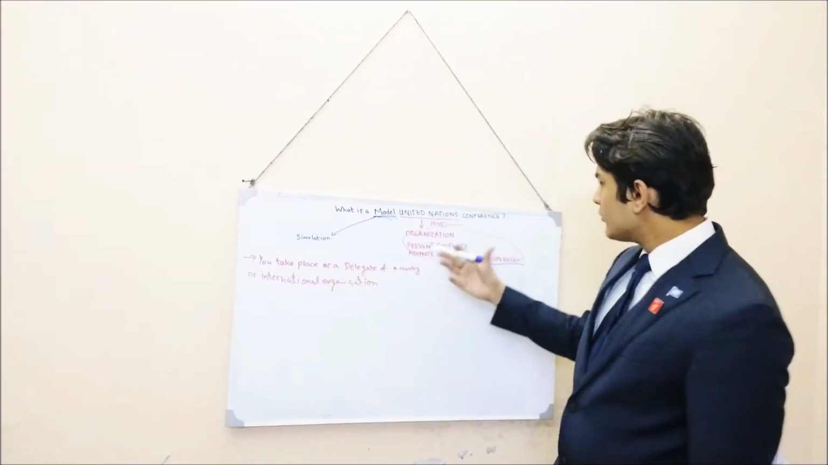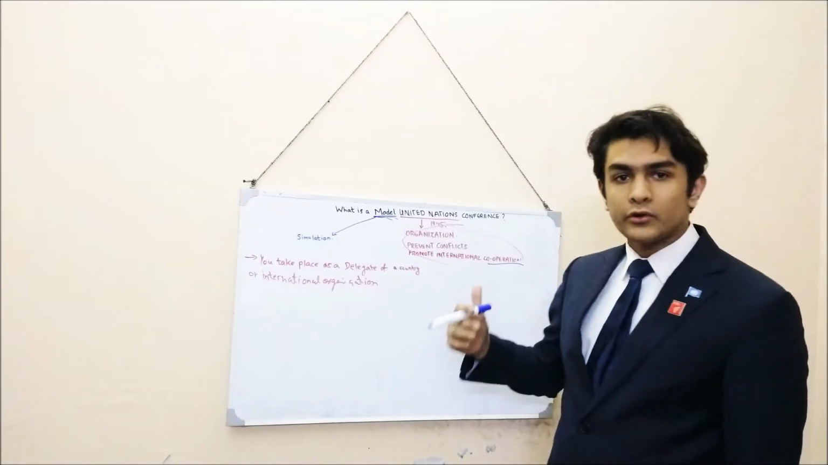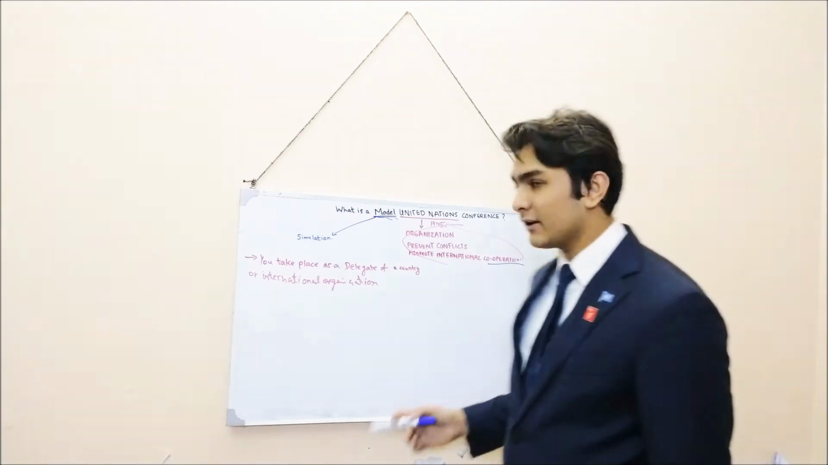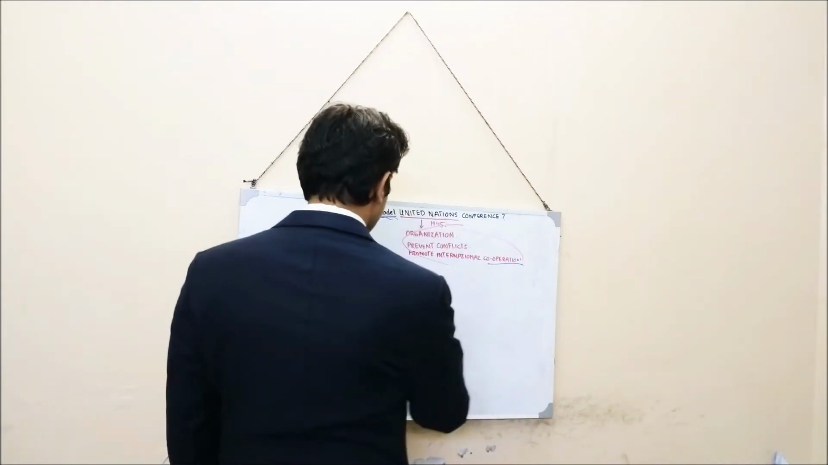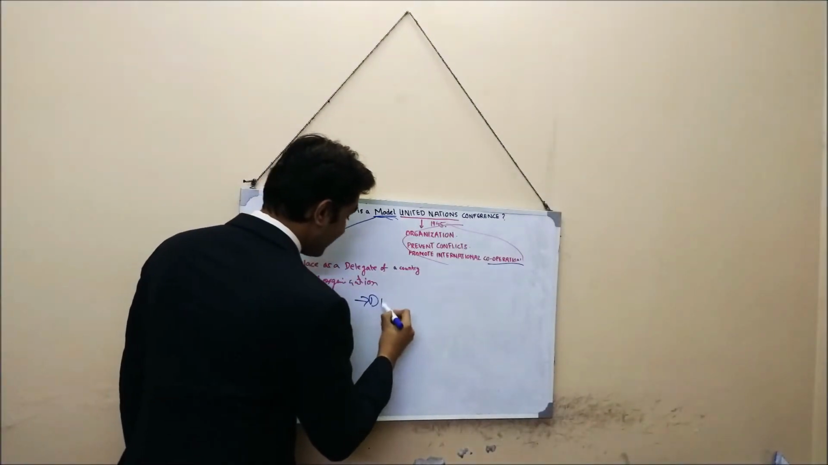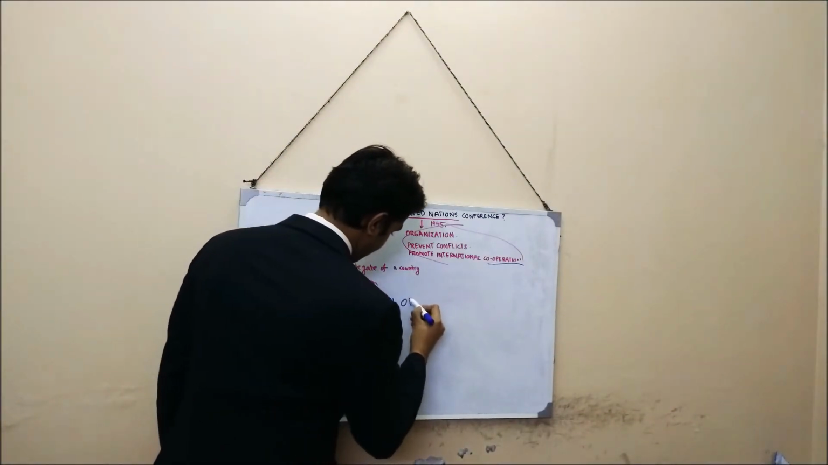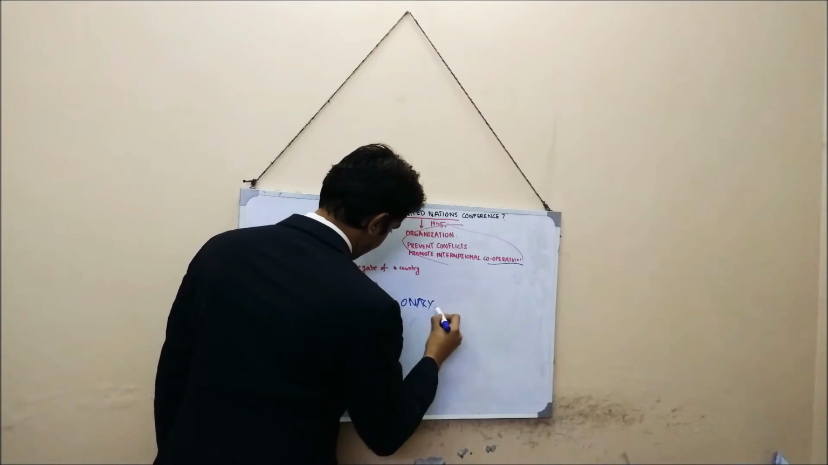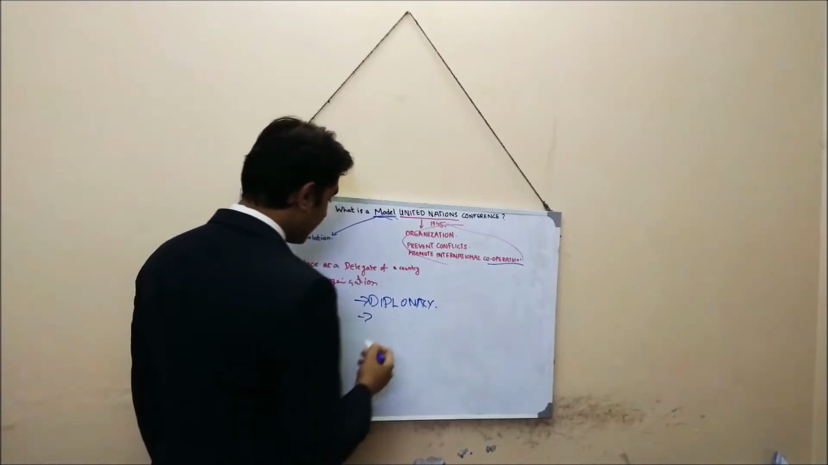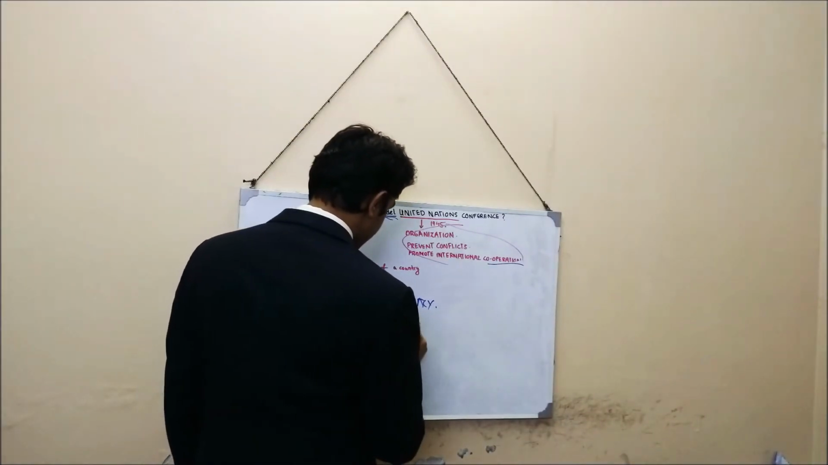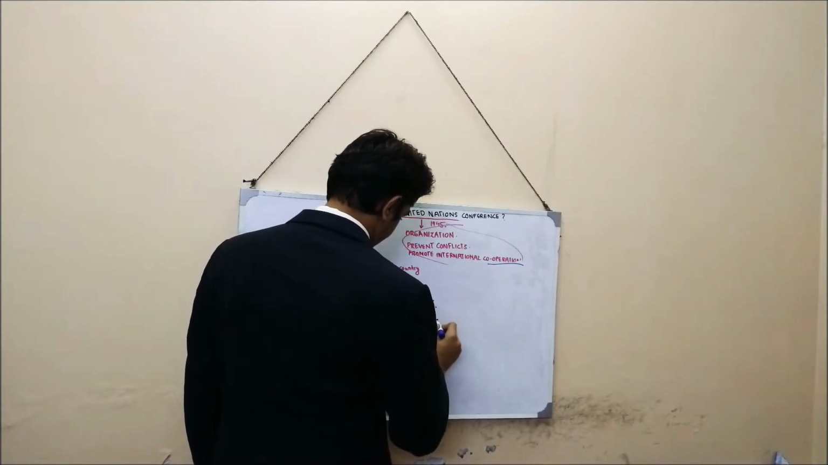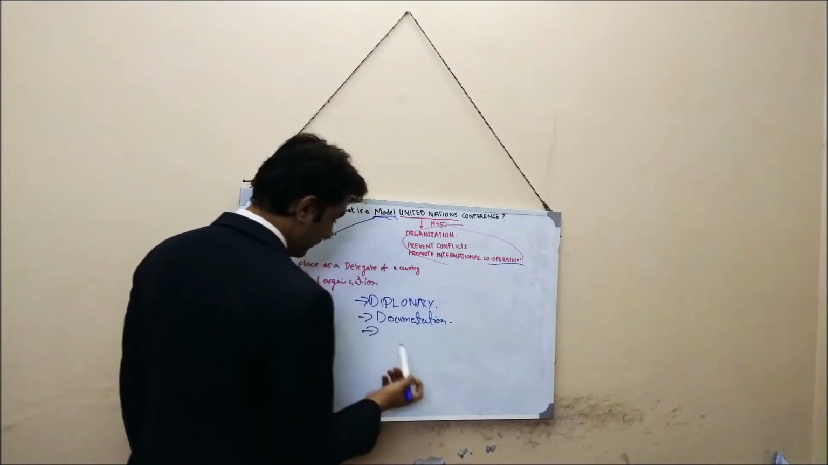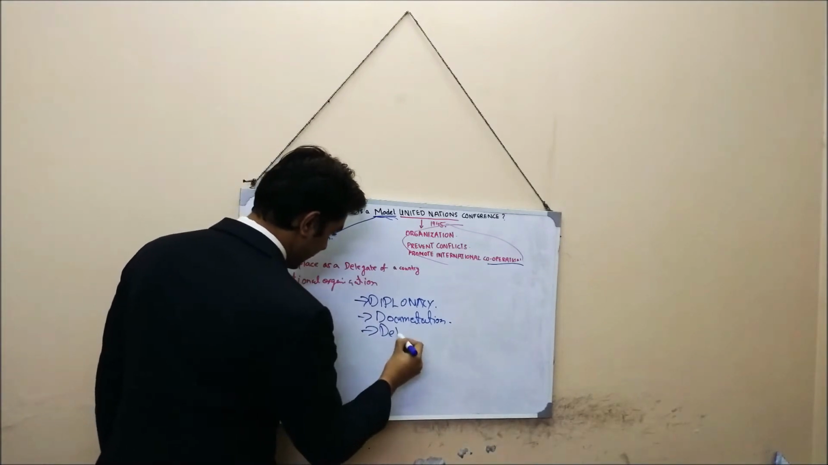So basically, you can divide a Model United Nations conference into three main parts. If you're researching for a conference, firstly you go with diplomacy. The second most important thing is documentation. And the third important thing is debate.